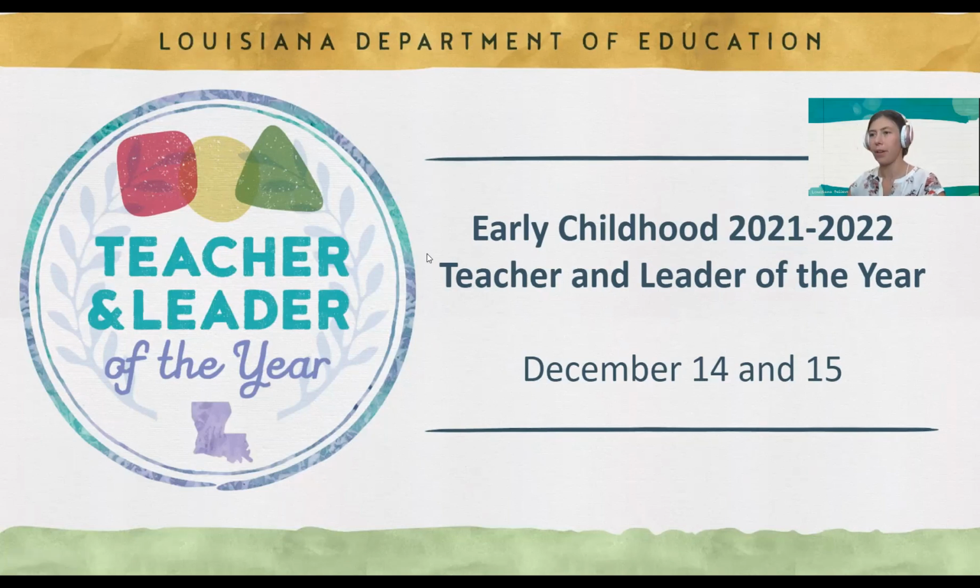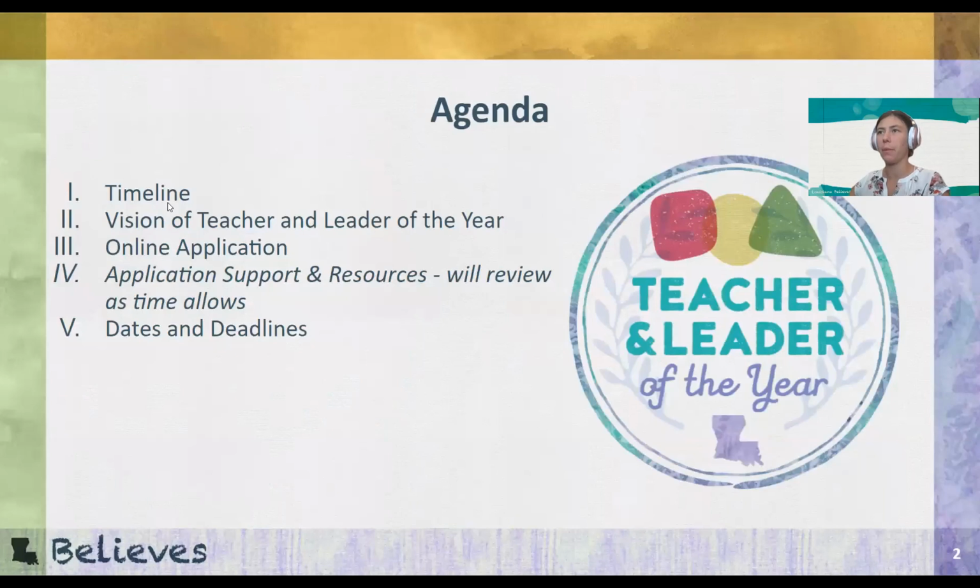Alrighty, everybody, it is 3:03. So anybody who is going to be on, hopefully will be able to jump in. But just a quick overview of what we're going to discuss today. We're going to go over the timeline of the Teacher and Leader of the Year application, a little bit of the vision and why we are doing this award program and what we hope to achieve from it. I'm going to go in depth into the online application and really focus on some of the technical things that might trip somebody up if they're not accustomed to using a portal like that, or some tricks of the trade from our pre-K-12 folks. I will briefly review the application support and resources, the guidance documents that have been discussed in previous webinars, but we do have those resources in this slide deck as well. And then we'll finish up with some dates and deadlines.